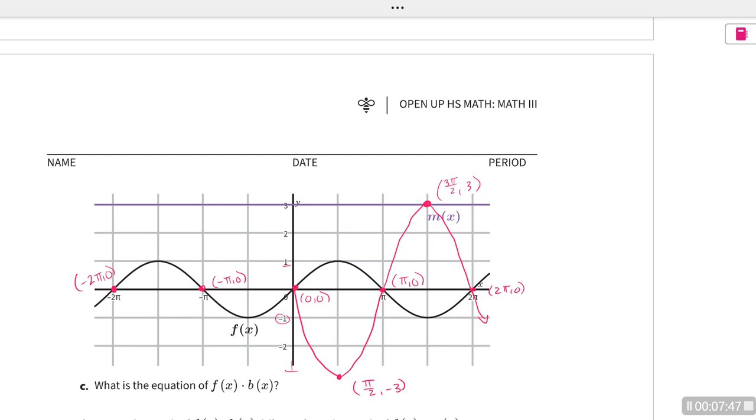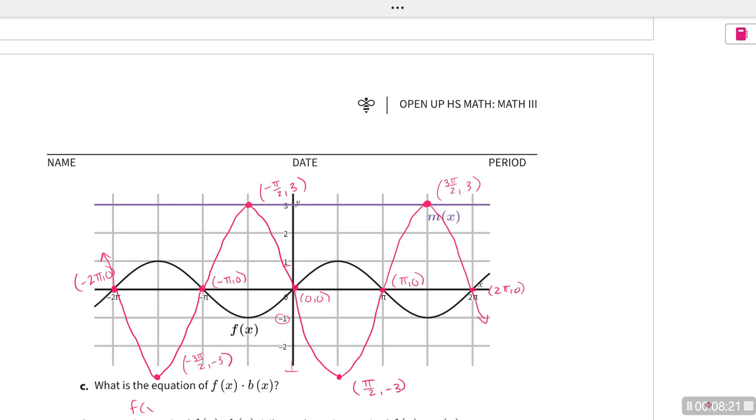And our graph continues that way. So same thing here, this point becomes negative 1 times negative 3, which is positive 3. So negative pi over 2, positive 3. And this maximum value turns into a minimum value. At negative 3 pi over 2, negative 3.